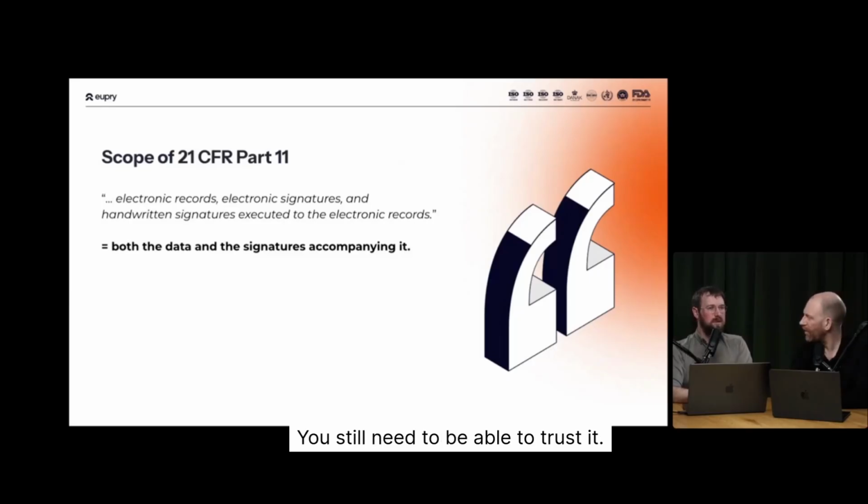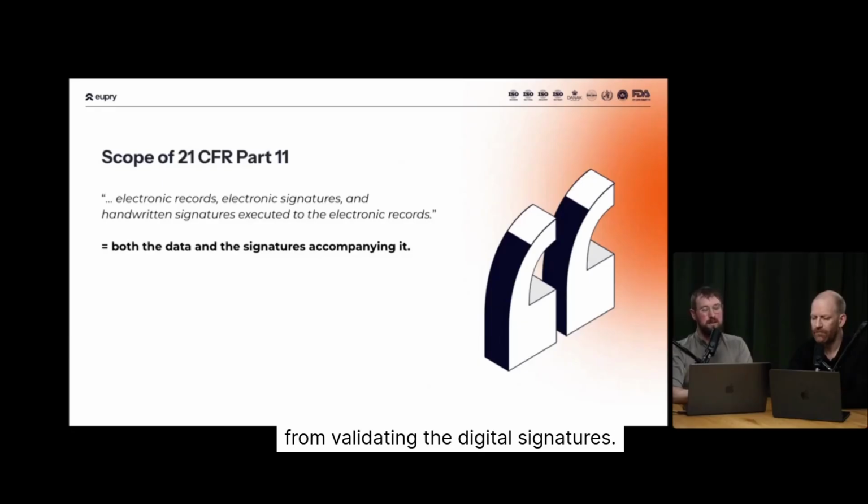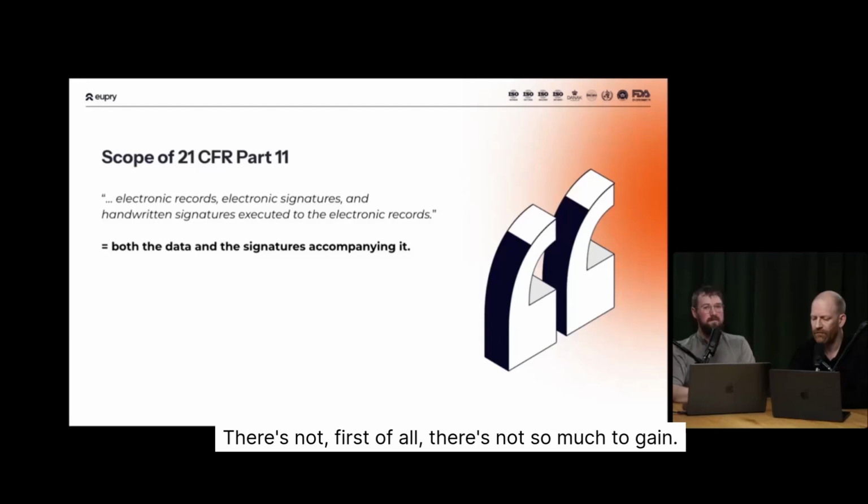No, of course not. You still need to be able to trust it. And if we say we'll validate a software system, a digital system, and then we just want to exempt ourselves from validating the digital signatures, there's not so much to gain. It is a combination that we've seen used forever.